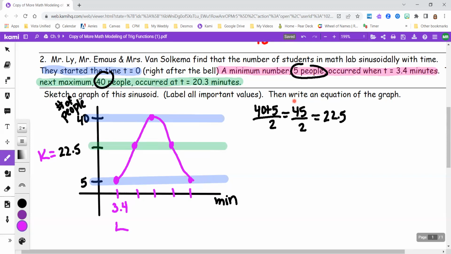Now I know that the 40, the high, occurred at 20.3 minutes. So this here is going to be 20.3. If I take 20.3 and 3.4 and add them up, I'm going to get 23.7. I'm going to divide that by 2. So 23.7 divided by 2.